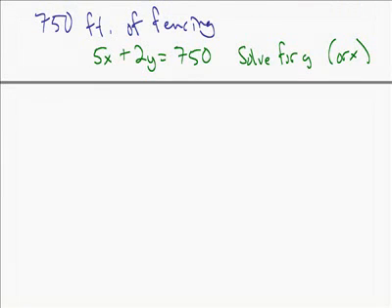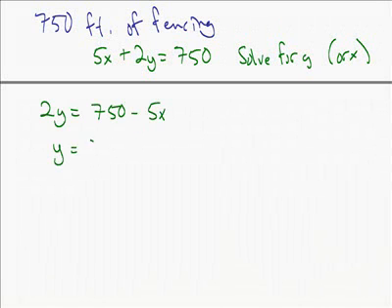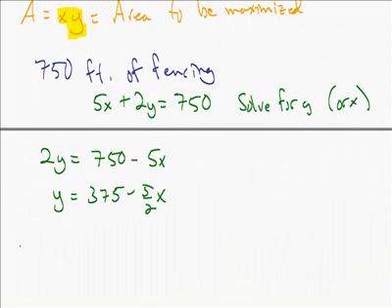So I have then that, if I subtract, 2y is equal to 750 minus 5x. I'll divide both sides by 2 to get 375 minus 5 halves x. That's what y is equal to. And so what I'm going to do then is substitute that into my area function.